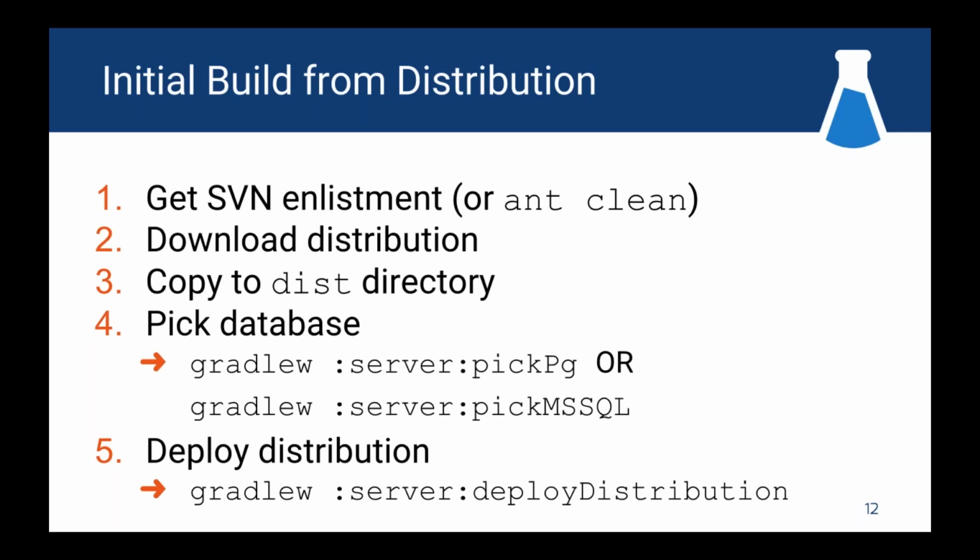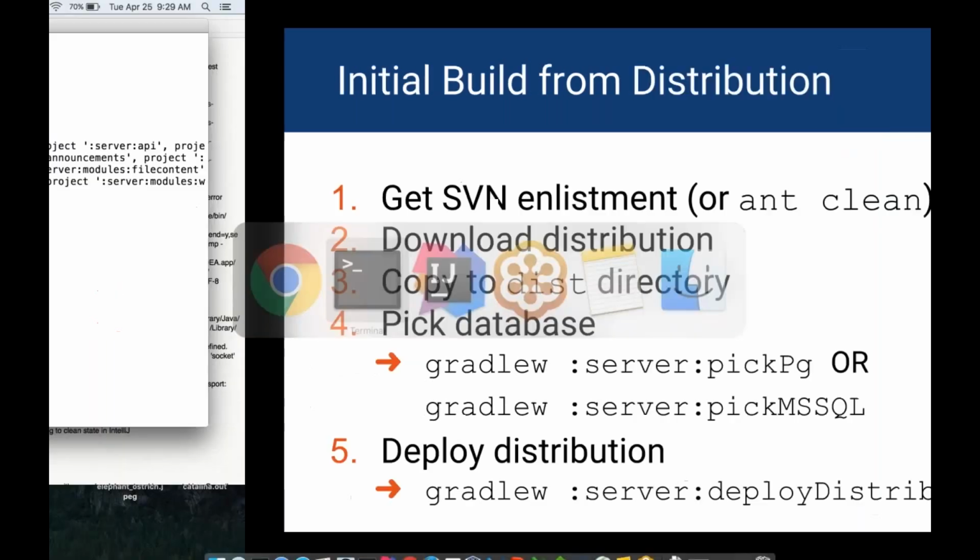So you clean up your current distribution or enlistment, then download a distribution, and I say here copy it to the dist directory, and I'll show you that in a minute. Although that's not strictly necessary, because you can use different command line flags to point to a different directory. And then just like with Ant, you will pick your database, and then you can use a deploy distribution command. So let's go look at what that looks like.